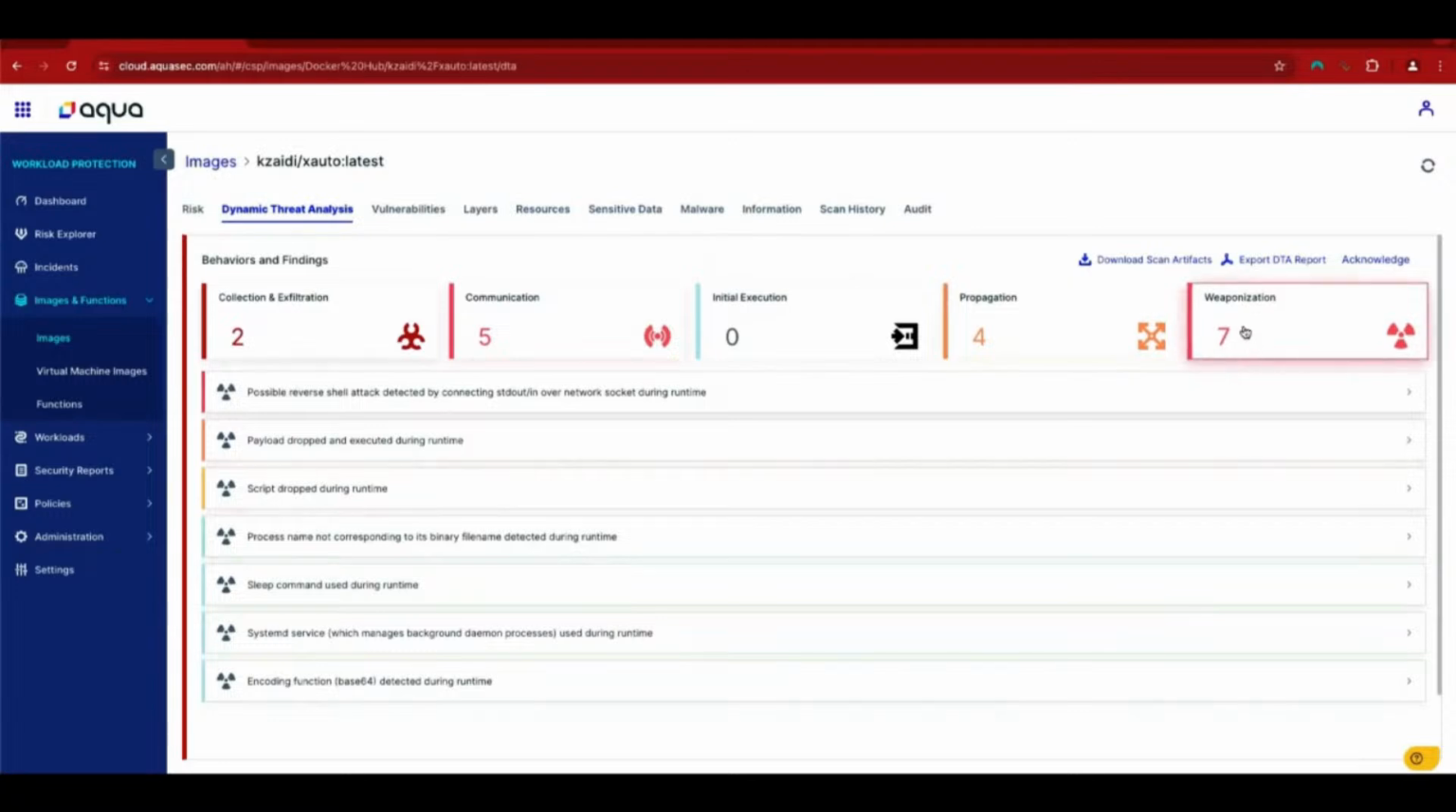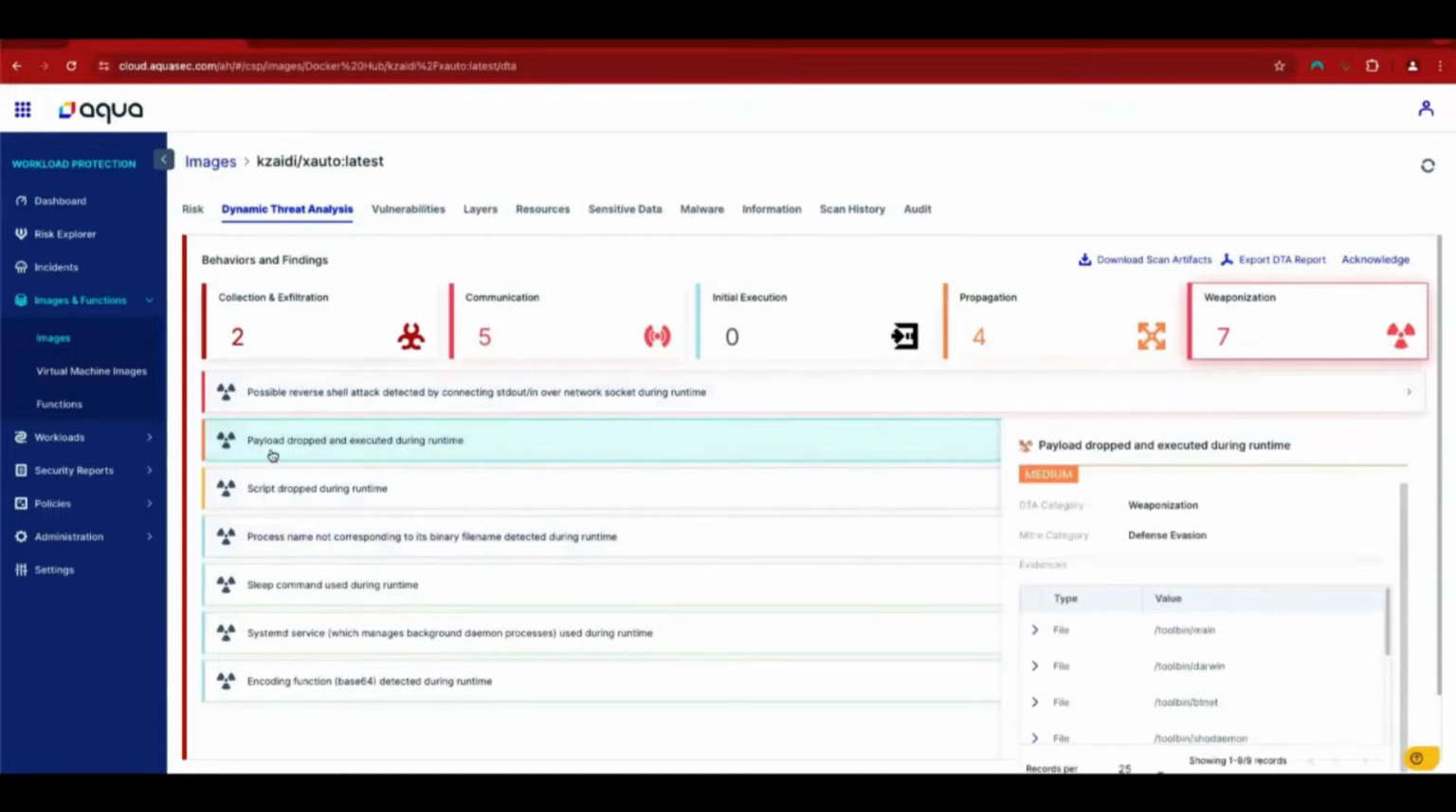And for this specific image, I will start with the right side here, weaponization, where we can see that we have different indicators of compromise. And one of them is a payload that is dropped and executed during runtime, which should not happen, which is not expected from this specific image.